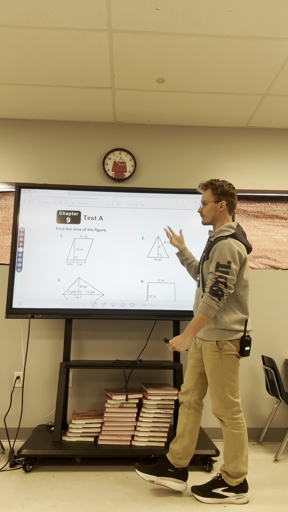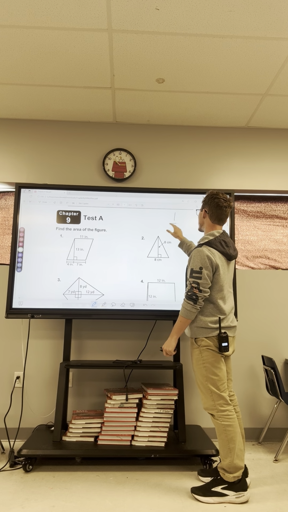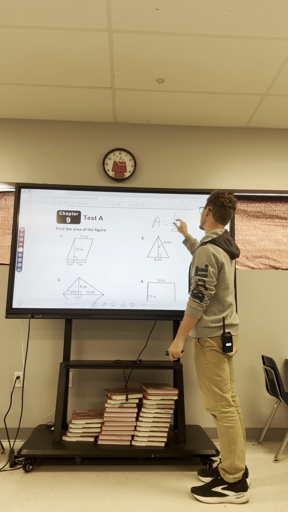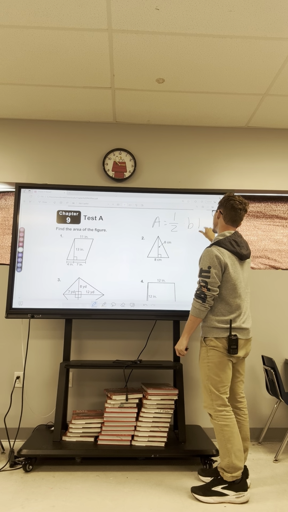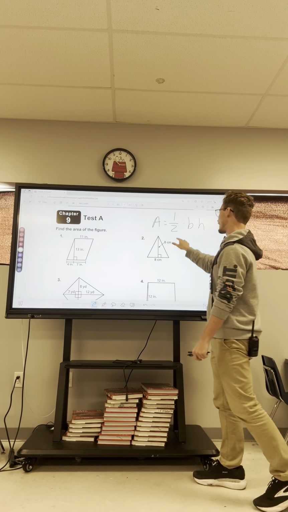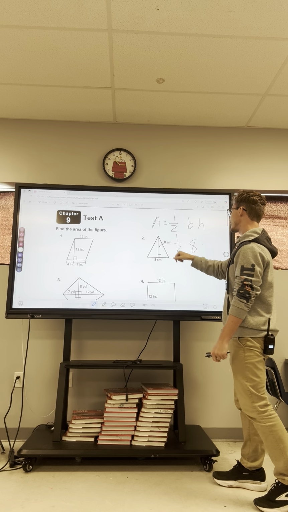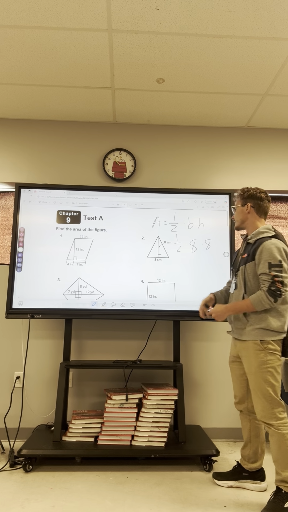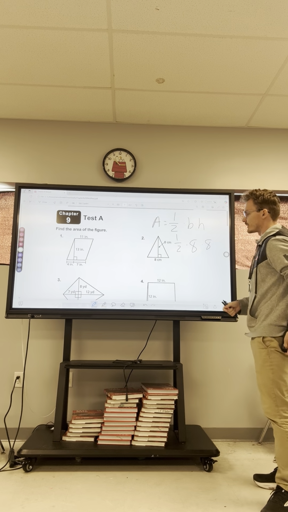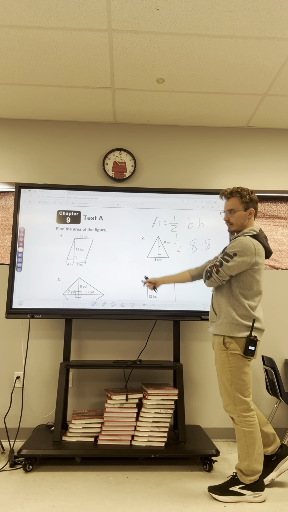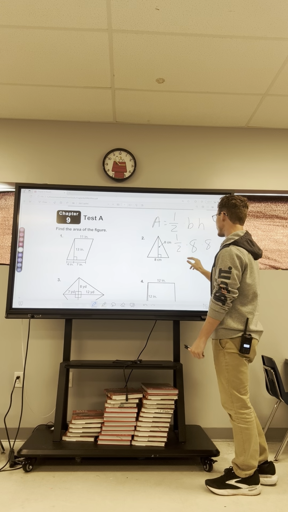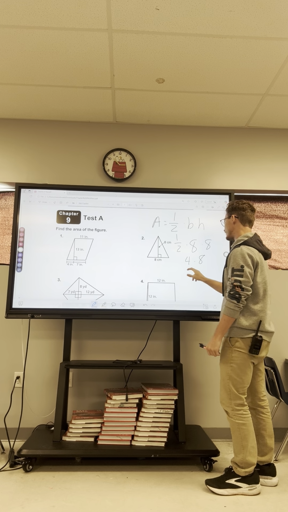Number 2 is just the area of a triangle. Again, it's just A equals 1/2 times base times height. 1/2 times my base is 8 times my height, which is also 8. Easier to cut 8 in half than it is to try and cut 64 in half. So 1/2 of 8 is 4. 4 times 8 is 32.